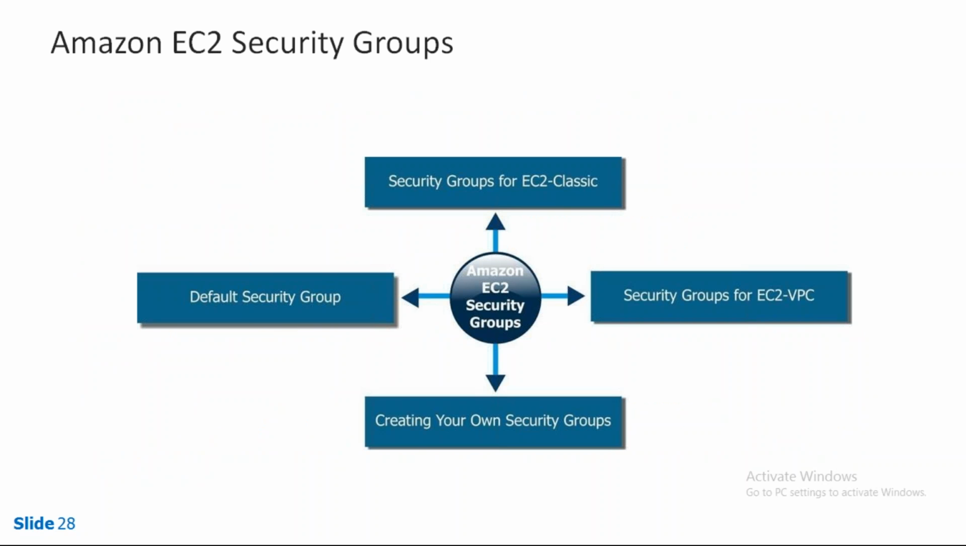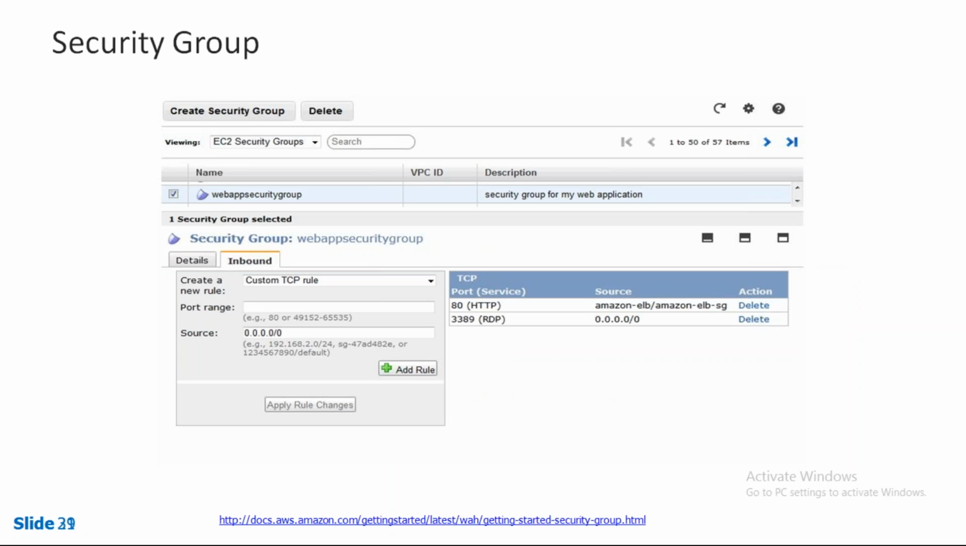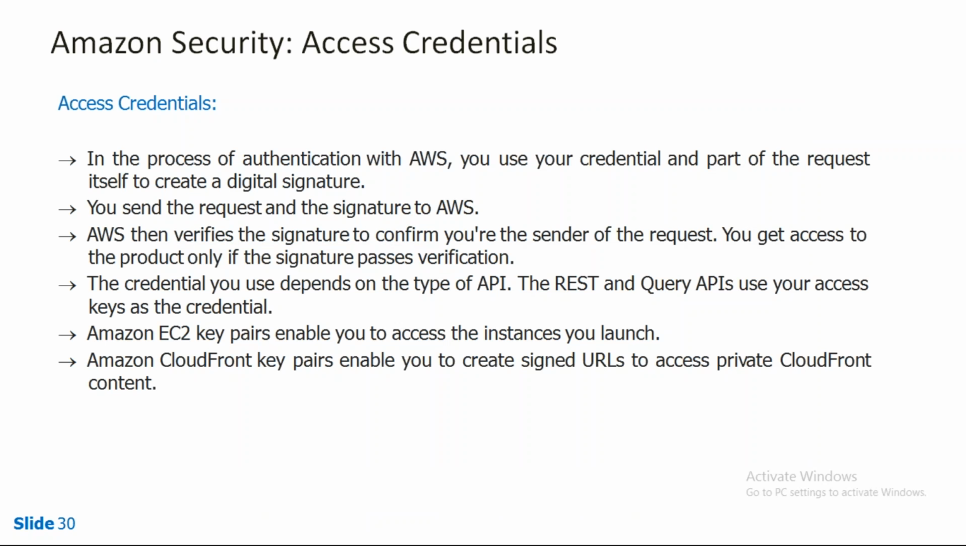Then EC2 security groups. This is a little diagram you can use to understand. Amazon EC2 security groups include the security group for EC2 Classic, the default security group for EC2 VPC, and then you can create your own security group. All of this you can do with a security group. Then we have seen how to create a security group. This is an older version of the slide, but still, just remember how we create a security group. We saw how to create a security group yesterday.